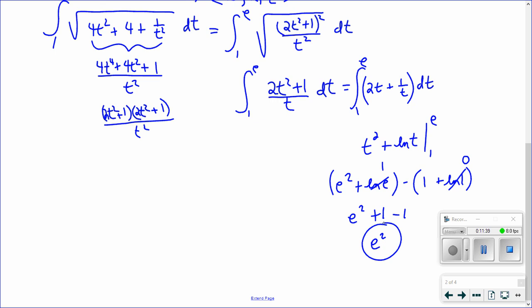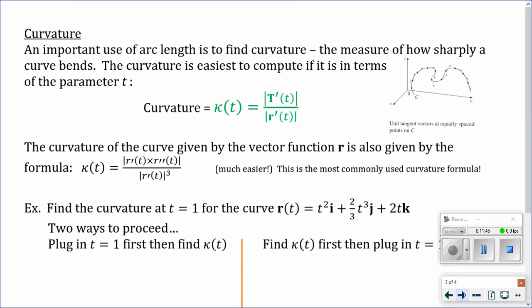All right, so the next little part right here, so that part was arc length, and this last part is curvature. When we're doing curvature, an important use of arc length is to find the curvature. So the measure of how sharply a curve bends. The curvature is easiest to compute if it's in terms of the parameter t.